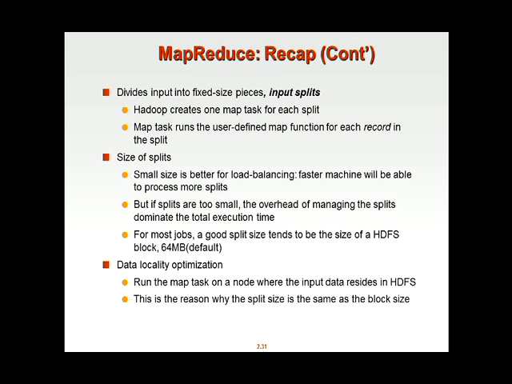So in HDFS, in MapReduce, normally one split corresponds to one HDFS block. And this can be configured. Normally it is 64 megabytes or 128 megabytes. So this is the whole structure of how MapReduce deals with the input file.